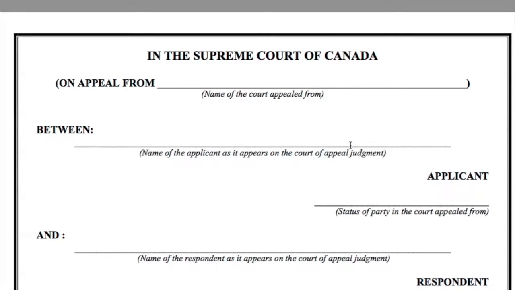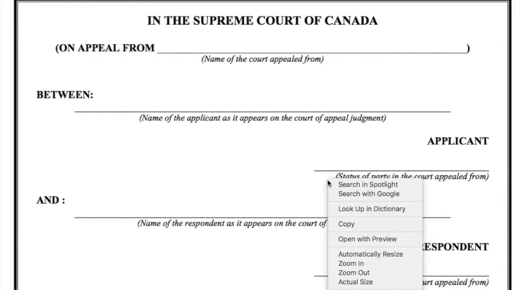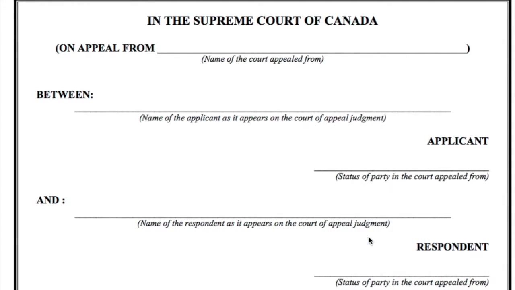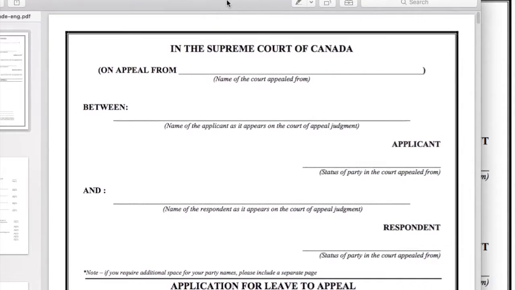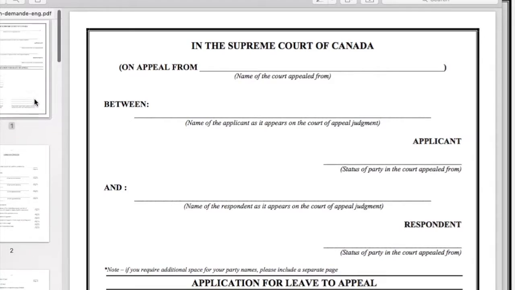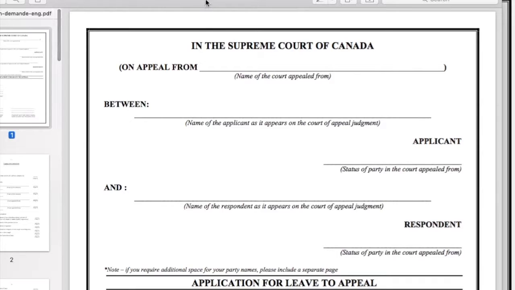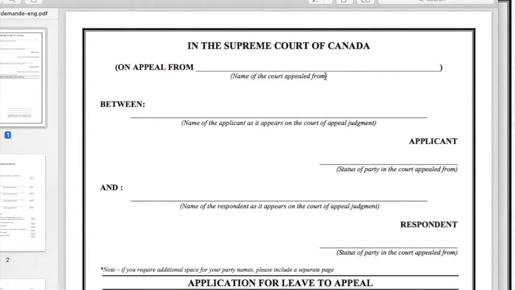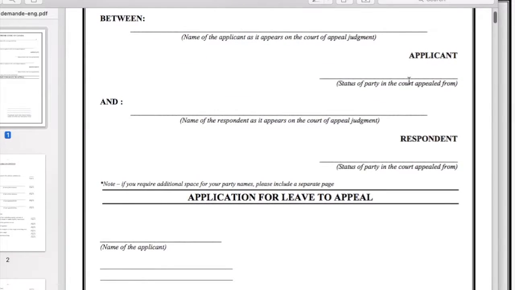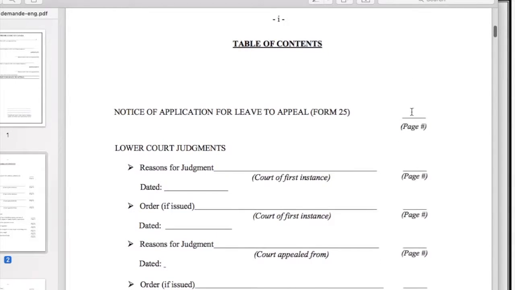Here in the resources section, you can find forms. This is the application for leave to appeal. So the applicant's name goes on the second line there, under the applicant. So on appeal from, in my case, it says the Court of Appeal for Ontario between myself, in that line, and under the applicant title there, I have appellant, so I'm the appellant, and then it has room for the other party to be named.